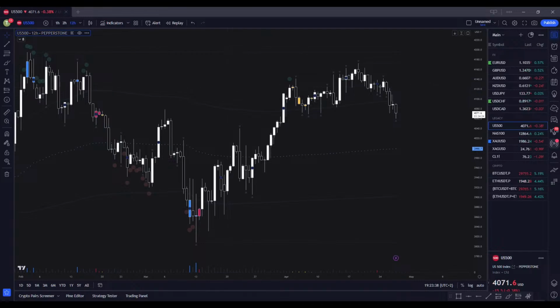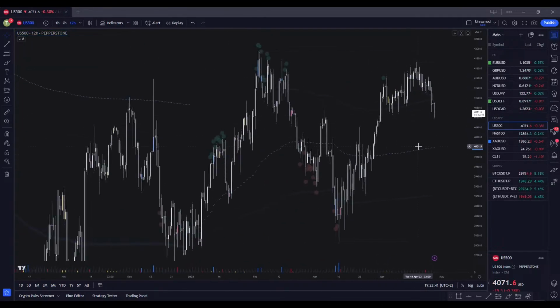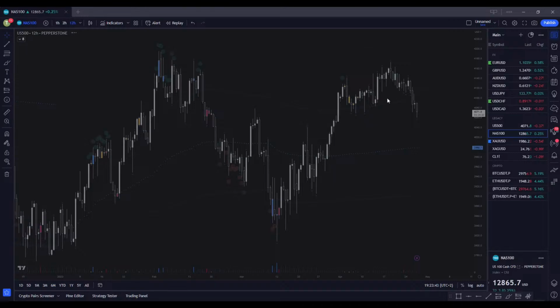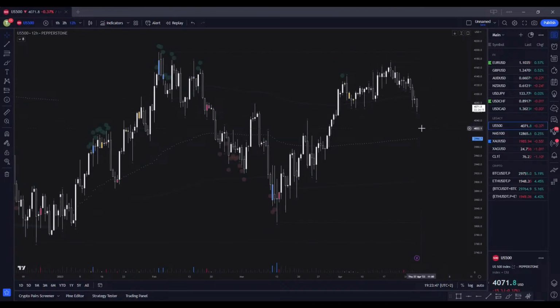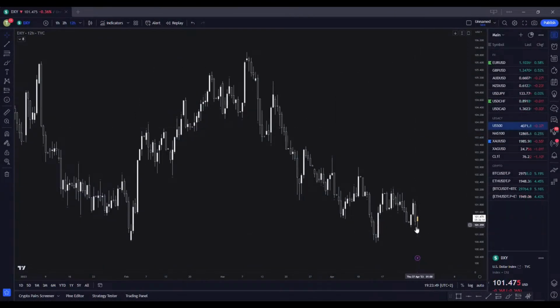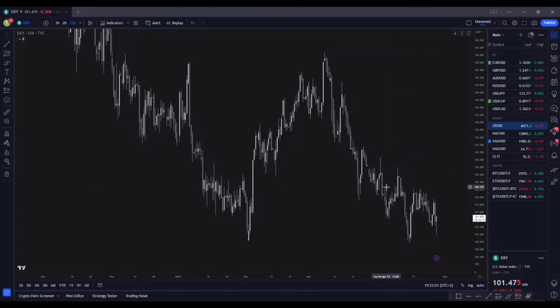Like this is the S&P. This looks like shit. I don't even know at this point. This is Nasdaq. This is S&P. It's just range bound. Dollar index pushing to the upside a little bit, but also I don't really.